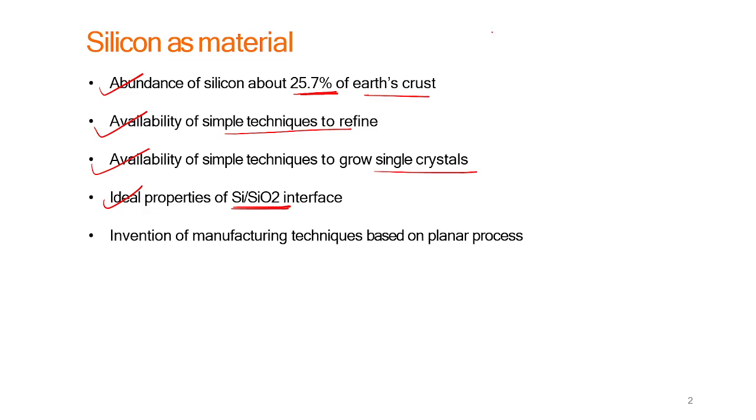In the MOSFET we use silicon dioxide, right? To make this silicon dioxide, no other material is required. Just silicon, which we react with oxygen. You get silicon dioxide, which we can use as an insulator, an oxide insulator. And the manufacturing technology is based on the planar process. So this is why silicon as a material.